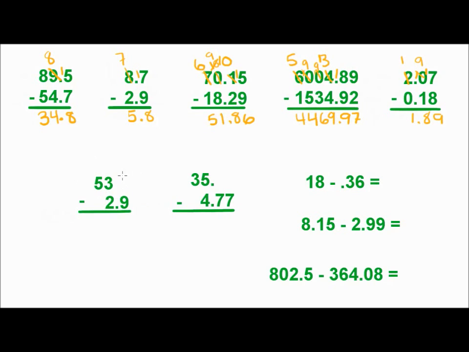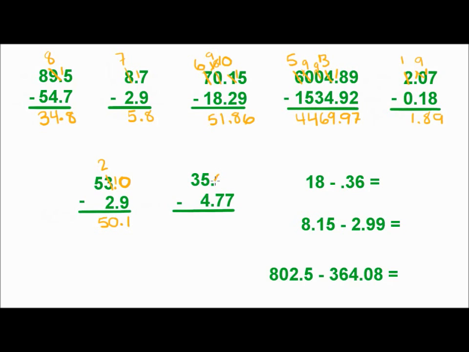So over here, we can just add in a little decimal point, just pretend it's there, and add in a 0 as a placeholder, just so you don't get confused. So 0 minus 9, can't do that. Borrow from the 3, make it a 2, make that a 10. 10 minus 9 is 1. Bring down the decimal point. 2 minus 2 is 0, and bring down the 5.